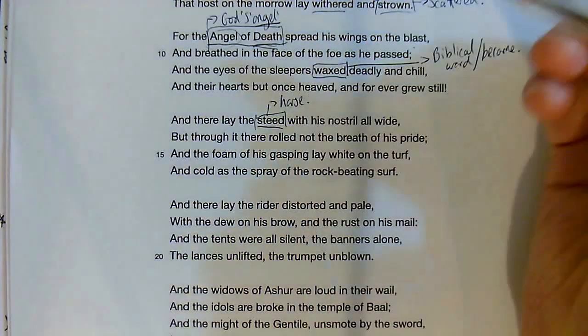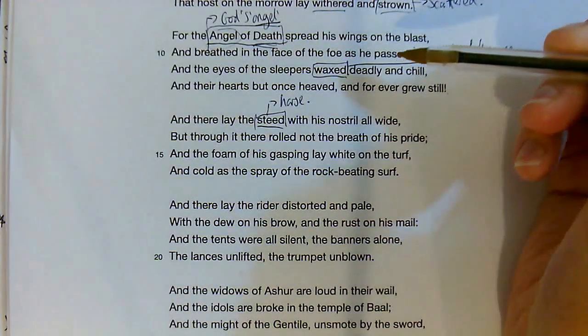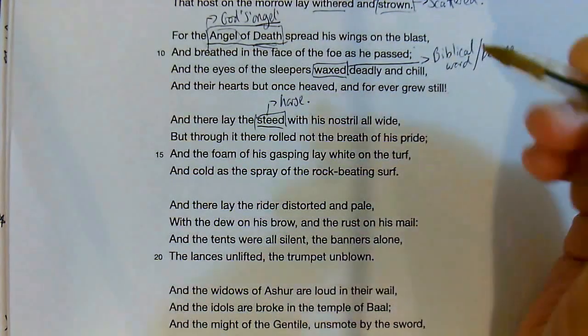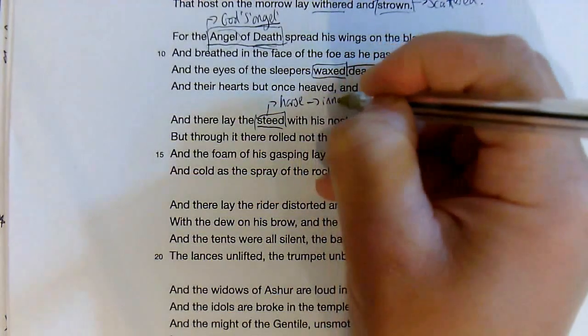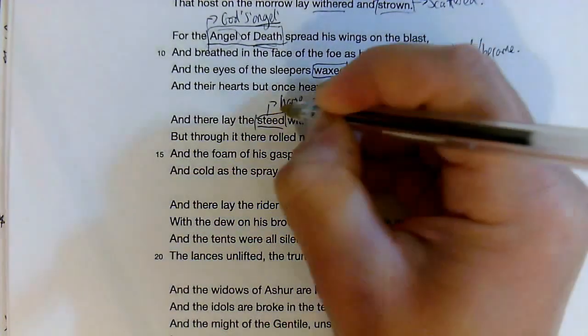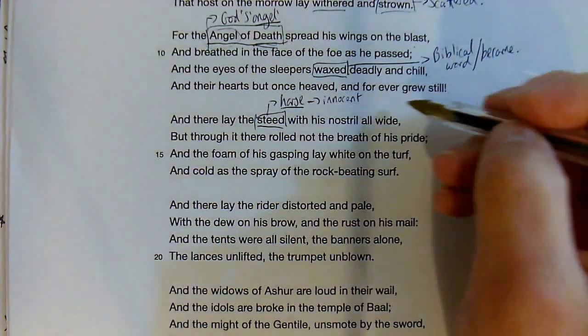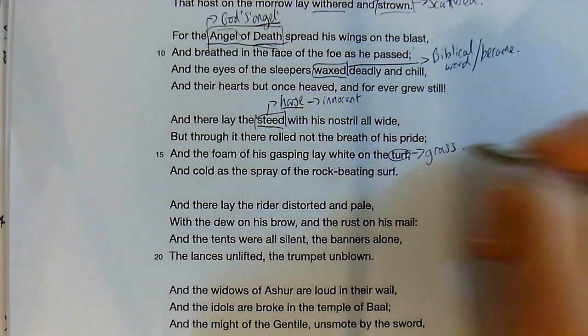We've talked about the armies as they looked. We've talked about the armies as they looked after they've been defeated. We've talked about what the angel of death has done. And now we're just zooming right into one horse, perhaps to emphasize how innocent people have died as well. Innocent things, the horses. And I don't think there's anything else to define here. Turf just meaning grass.